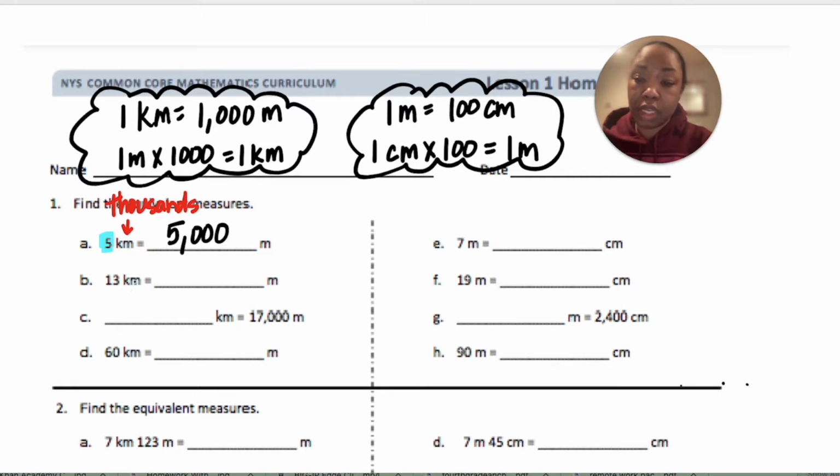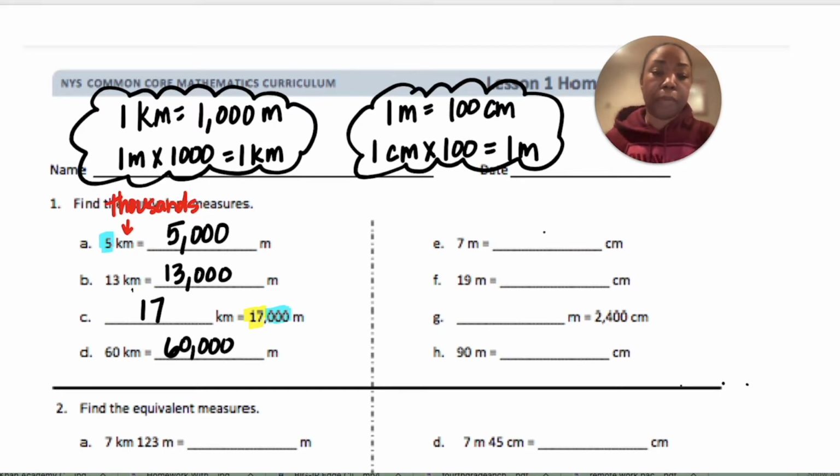For 13 kilometers, that will be 13,000 meters. If I have 17,000 meters, right? This is the 1,000. How many thousands is it? 17. So that would be 17 kilometers. 60 kilometers would be 60,000 meters. All right, now for meters to centimeters, we're doing that 1 centimeter 100 times.